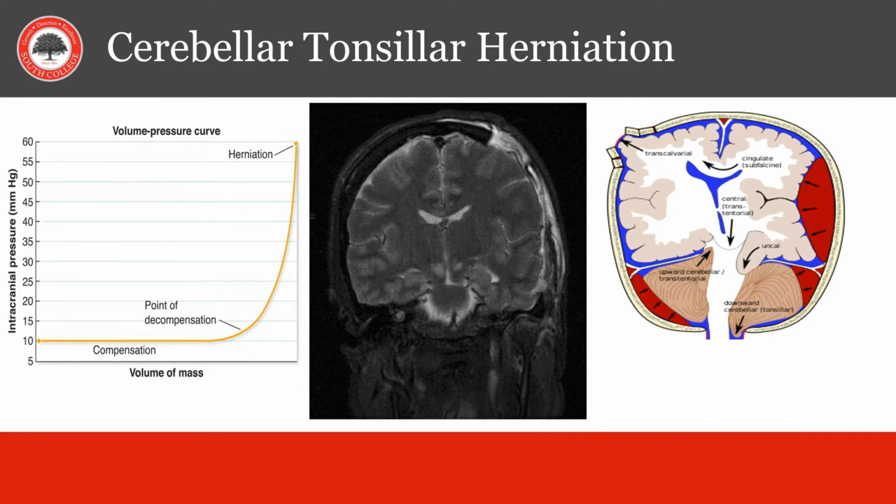As intracranial pressure builds, say from a brain bleed, the risk of decompensation increases to the point that the cerebellum will herniate through the foramen magnum. This is known as cerebellar tonsillar herniation. This will cause sudden death as it will damage the breathing and respiratory centers of the brain located in the brainstem.